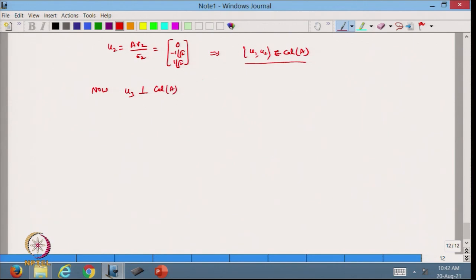Only then will it make the orthonormal basis for R 3, because our matrix is 3 cross 2, so it is going from R 2 to R 3. So now we need a vector perpendicular to the column space. Now, what do we do? Just for the calculation we can make life simpler.